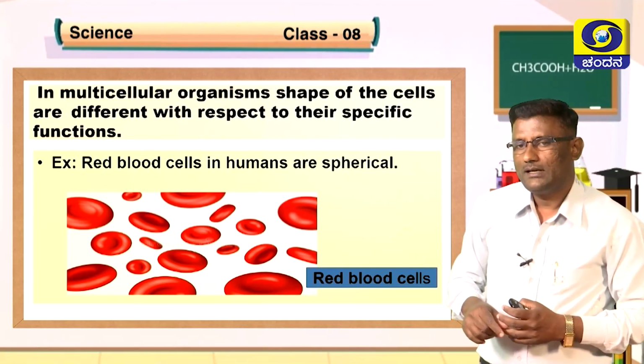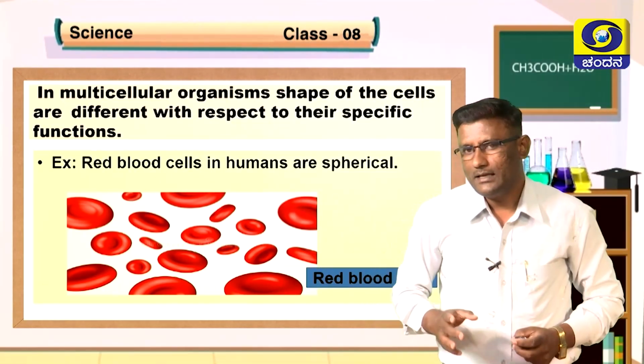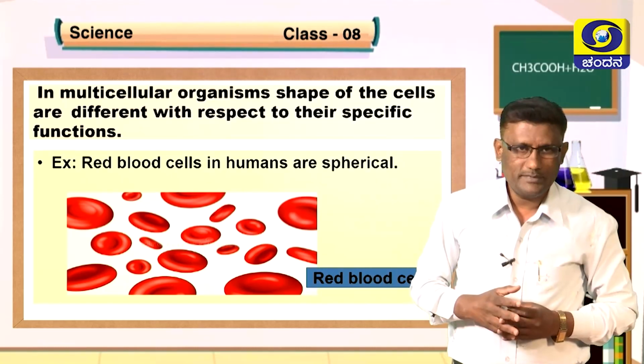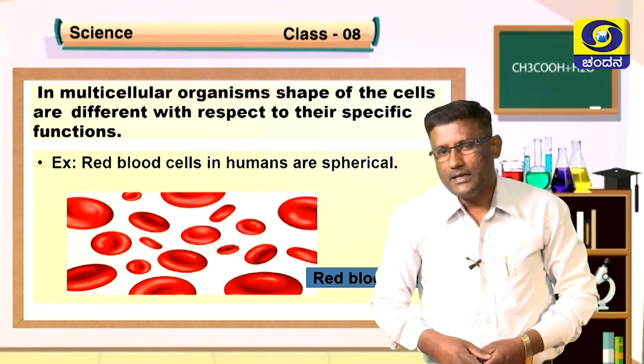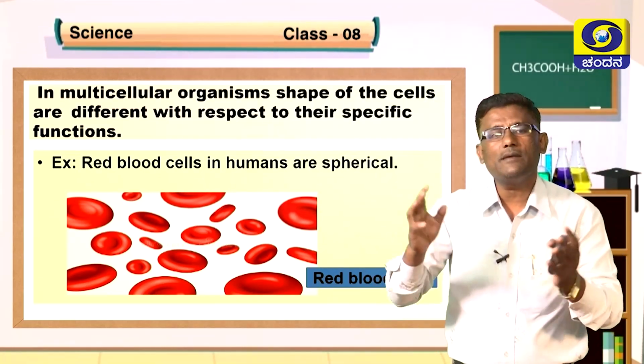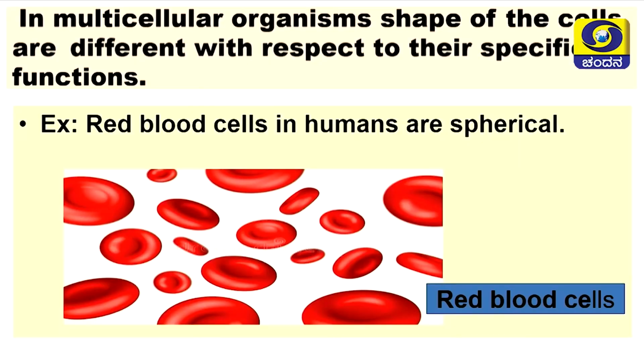Dear children, we are going to understand the shape of cells in different organisms. As you know, in multicellular organisms the shape of the cell is different. The shape of the cell varies because of its specific functions. What I mean to say is, the shape of the cell is according to the specific functions it performs inside the body of an organism.